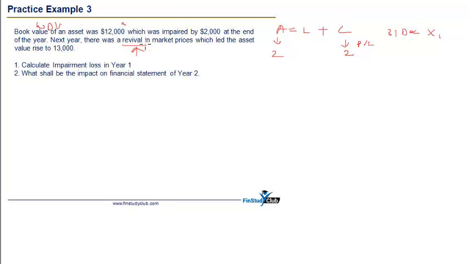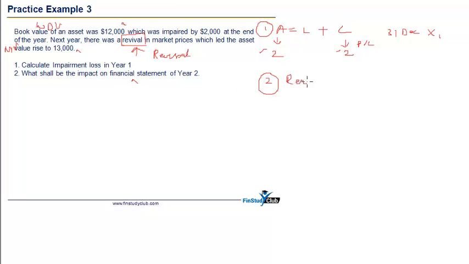Next year there was a revival. Therefore, the moment you look at the word revival, reversal is something that should cross your mind, which leads to the market value of the asset going to 13. Question is, how much is the impairment loss in year 1? That's my answer to the first part. The second question is, what should be the impact in the second year on the financial statements?